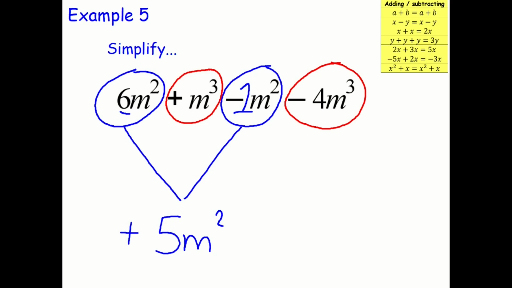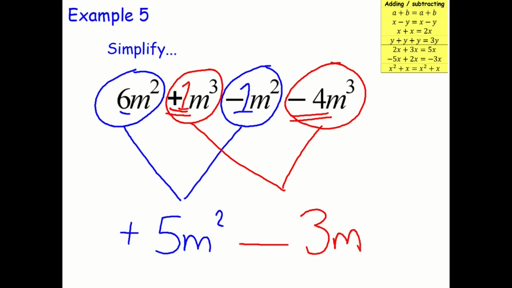And then let's bring together the m cubeds. So if I've got positive, remember that's just a 1. If there's no number there, it's a 1. Plus 1, if you think about plus 1 on your number line, minus 4 takes you to minus 3. And that's it. That is what you put. Whatever sign is attached to that m cubed term goes in the middle. Because we've got a minus 3 from positive 1 take away 4, that's the sign that goes in the middle, a minus.